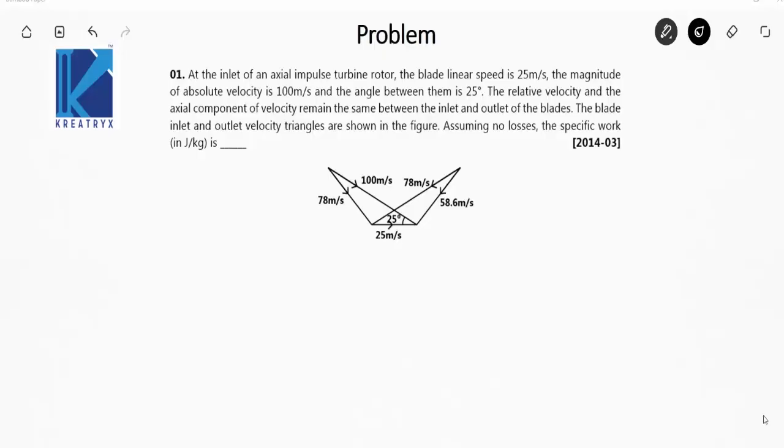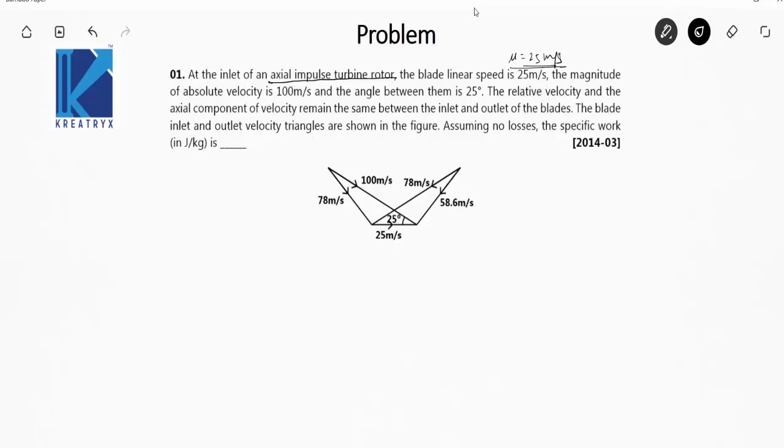Let's take on some previous year GATE problems from fluid machinery. So the first question is, at the inlet of an axial impulse turbine rotor, the blade linear speed is 25 meter per second. That is, u is equal to 25 meter per second. I'm going to use the notations that we generally use, so it is denoted by u.